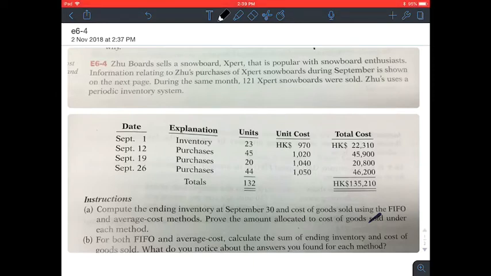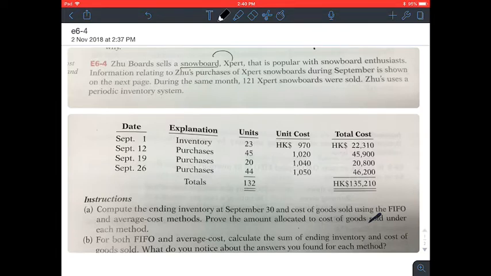So in this video, we're going to go over exercise problem number 4 in chapter 6. Let's read the question first. Ju Boards sells a snowboard. The name of the snowboard is Expert, that is popular with snowboard enthusiasts. Information relating to Ju's purchases of Expert snowboards during September is shown on the next page.